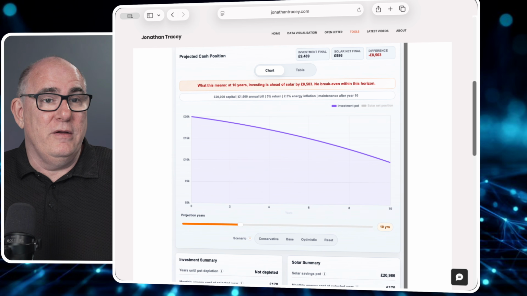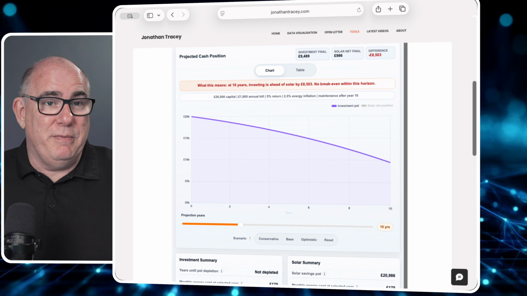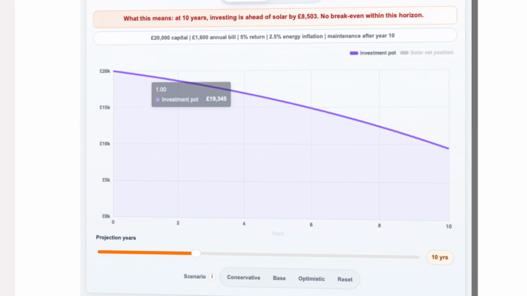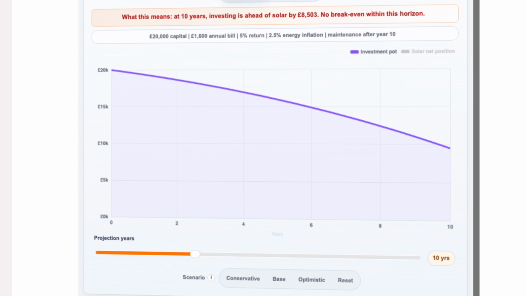So if we are taking our energy bill out of our £20,000 that we've got in our pot, it is going to decline year on year. And at 10 years, it's only going to be worth £9,489. So as you can see, this pot is not going to last forever. And the reason for that is we're taking money out every year to pay our energy bill.